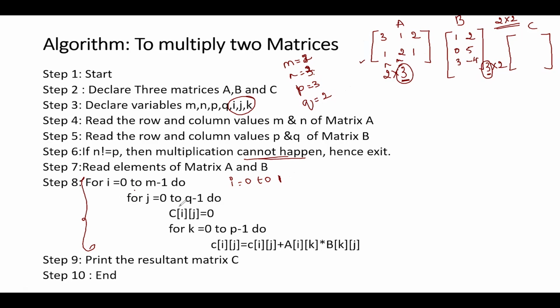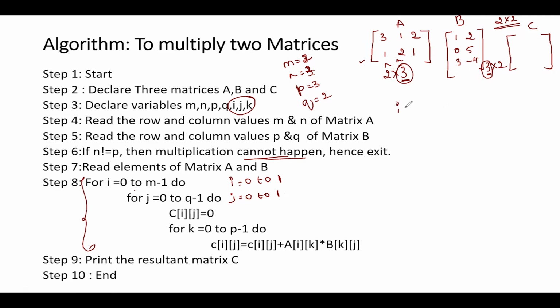Okay, similarly, j is equal to 0 to q minus 1. So j is going to start from 0 to q minus 1. My q value is 2, so that is 1. Once again, I'm going to iterate 0 to 1, which is twice, obviously because I have only 2 columns. Okay, so initially I am going to say that C of i comma j is equal to 0.